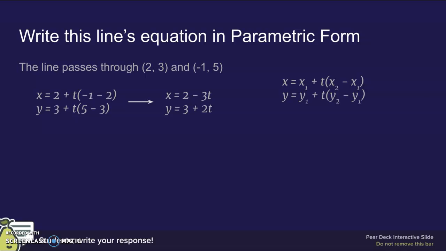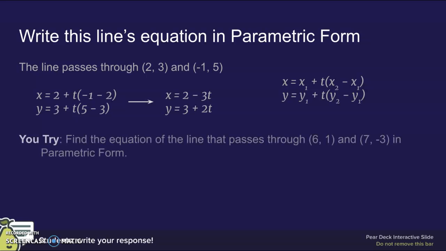You'll notice from that equation, you can tell one point is at 2, 3, because if t equals 0, you get 2, 3, the first one. And then if you put a 1 in for t, you get the second point. So it's pretty intuitive. All right, you try. Find the equation of the line that passes through the points 6, 1 and 7, negative 3, and do it in parametric form.